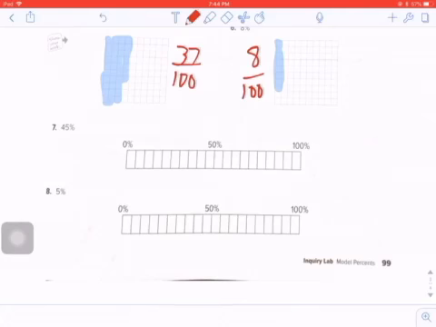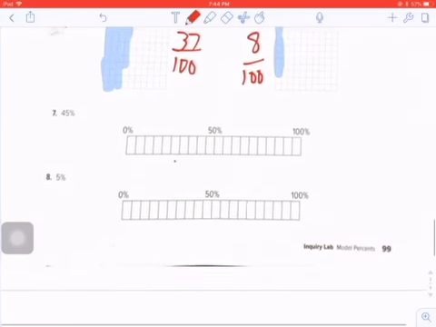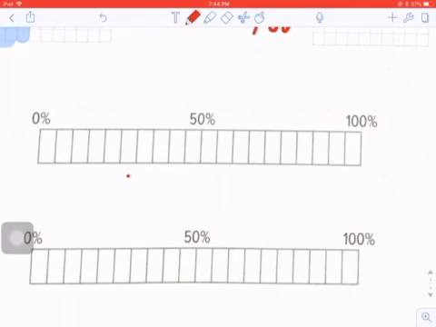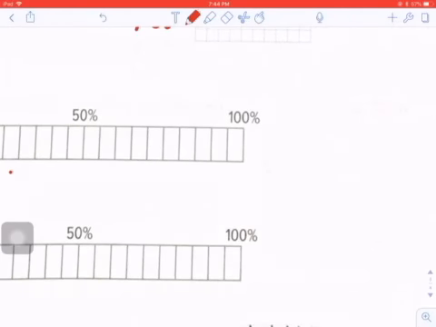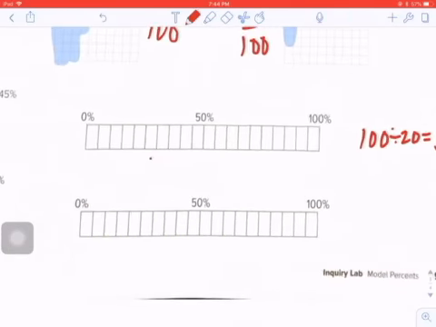Okay, going down below. This bar diagram here, if you count 1, 2, 3, 4, 5, 6, 7, 8, 9, 10, 11, 12, 13, 14, 15, 16, 17, 18, 19, 20. Okay, there's 20 sections there. So we are going to have to figure out how many percent each section is worth. So if you know the whole bar is 100%, you just have to do 100 divided by 20, and that equals 5. So each section there is 5%.